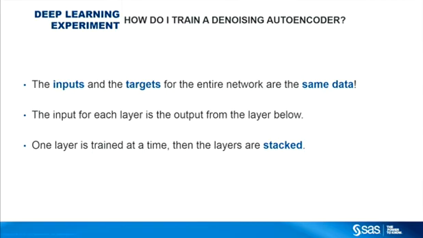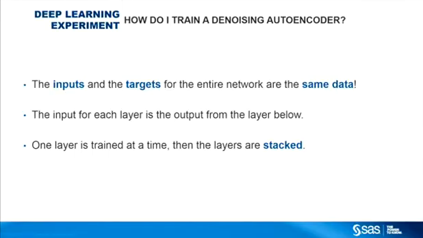We would like it to be a little bit more generalizable than that. So we put some noise in the input data, but generally it's the same data used as inputs and targets. We have to train it layer by layer, and that can be kind of tricky if you're not used to it, and I have a slide next that I'll try to share some details about that. What that means is each layer is trained using the inputs coming out of the layer below it.